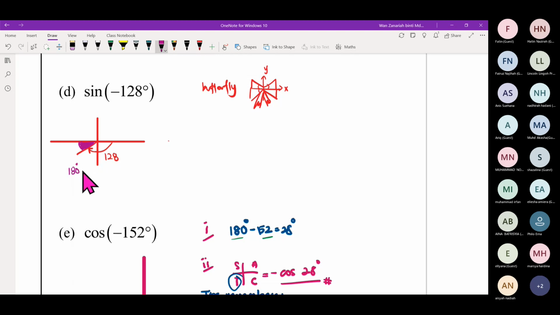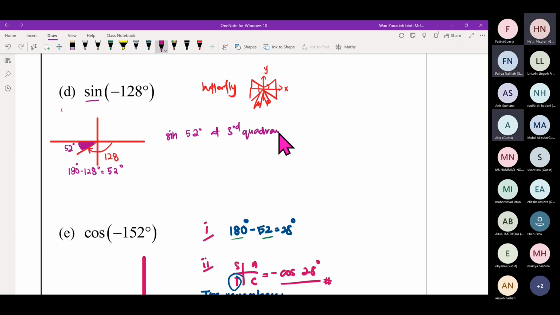Of course 180 minus 128, because half rotation is 180, right? So what do you get? 52. Just copy down the trigonometry ratio given to you, following the sign, sin 52. But then you have to think: sin at the third quadrant, positive or negative? Negative. So the answer is negative sin 52. That's your final answer.